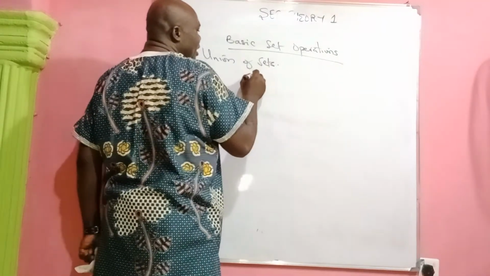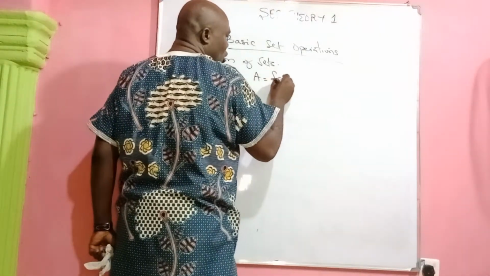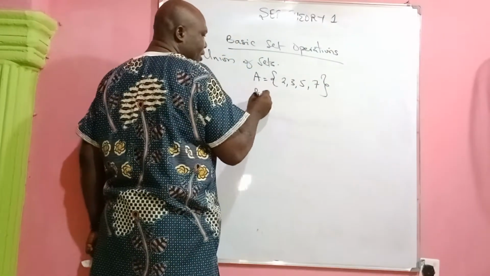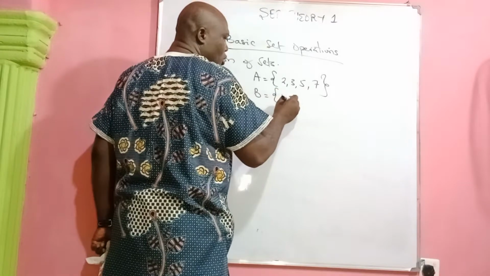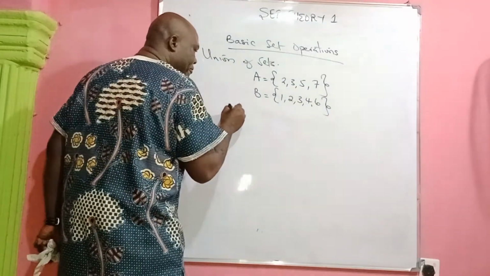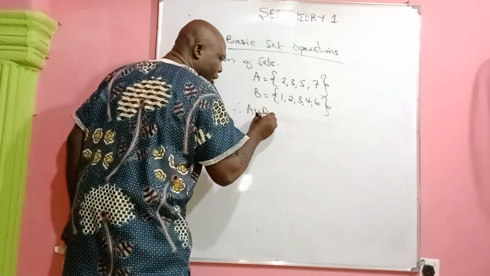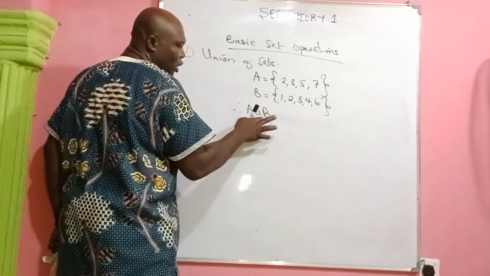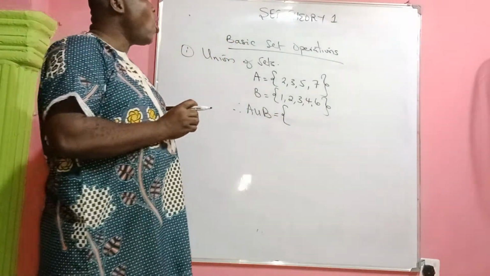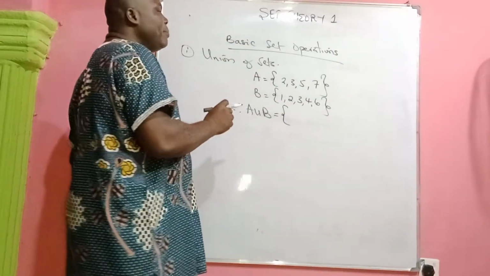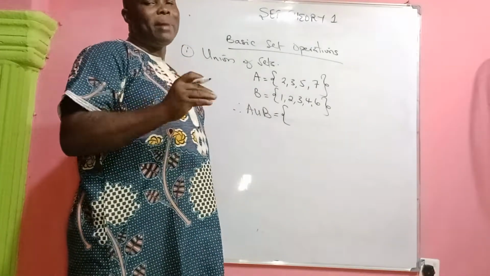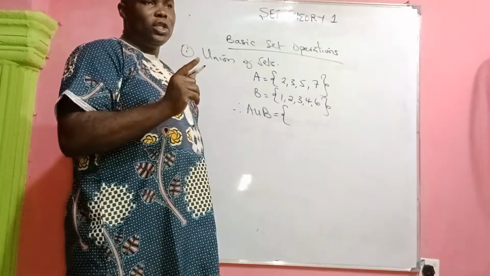Now, assuming you're given a set A to be 2, 3, 5, and 7, and then you have another set B, 1, 2, 3, 4, and 6. Therefore, A union B. Take note, this U denotes union. A union B means we want to gather all the elements that are found in both sets A and B in an increasing order of magnitude, but ensure that repetition is not allowed.